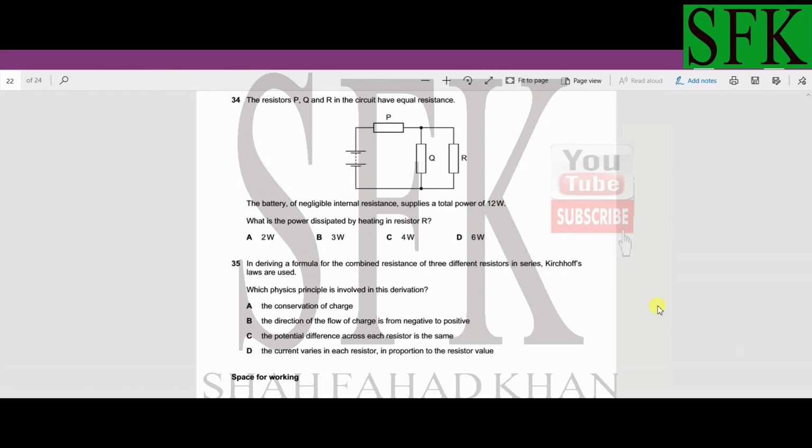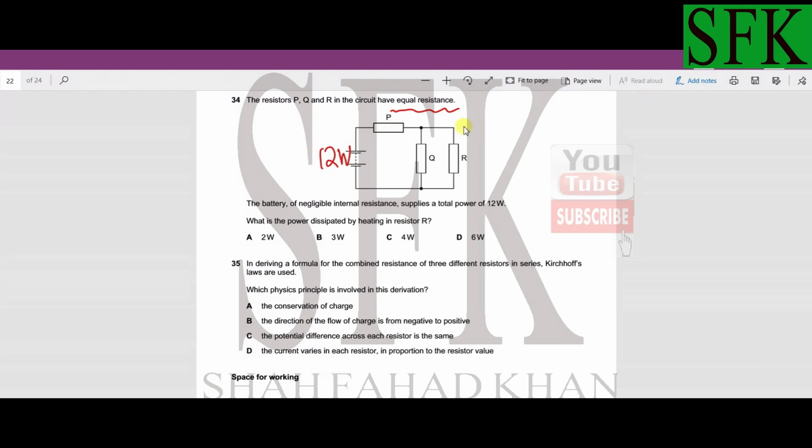All right, in here, P, Q, and R are arranged in the circuit with equal resistances. P, Q, R all have equal resistances. The battery of negligible internal resistance supplies a power of 12 watts. This is the power that is supplied. What is the power dissipated by heating in resistor R? What is the power in resistor R? That's what we need to calculate.